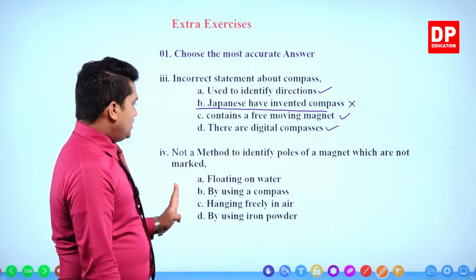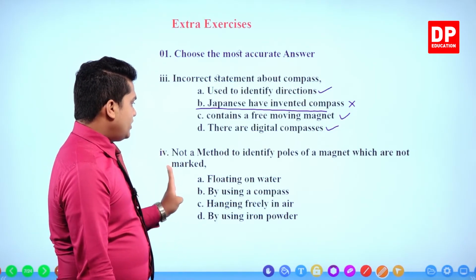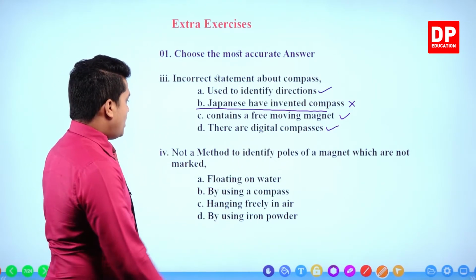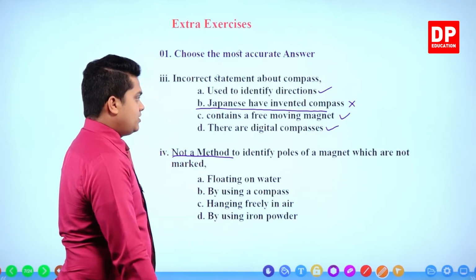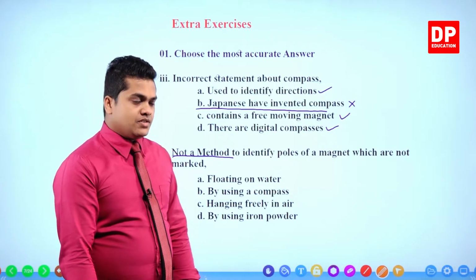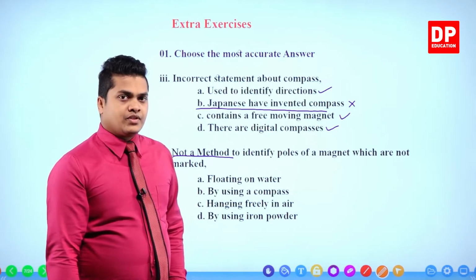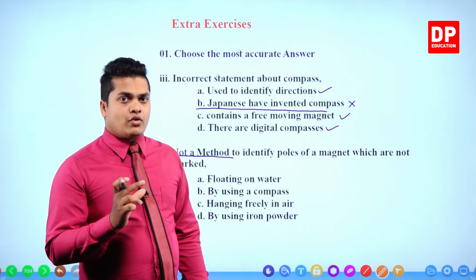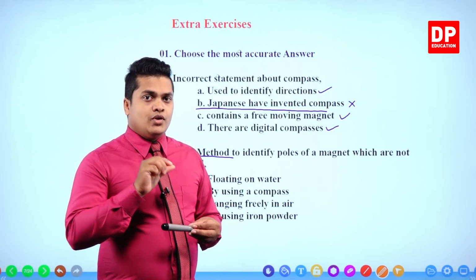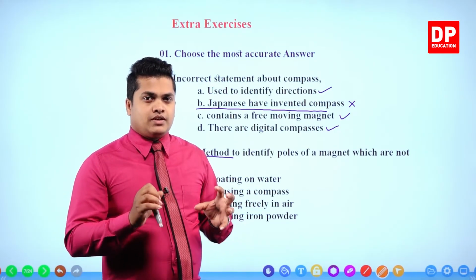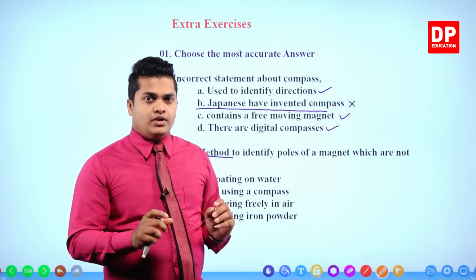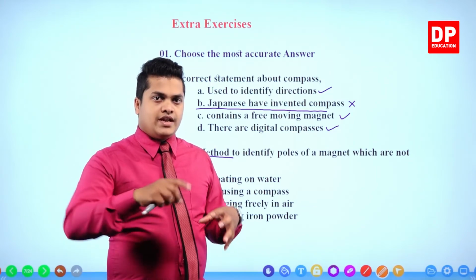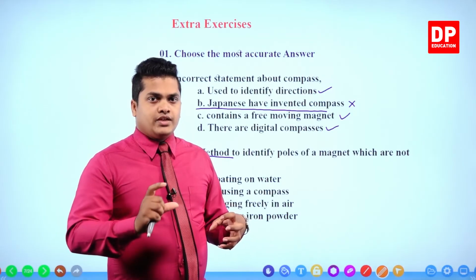For the fourth question, you are given: not a method to identify poles of a magnet which are not marked. Not a method. The first response is floating on water. That response is correct as a method, because if you take an unknown magnet and release it on water by using a structure like a thermocol board or else a cardboard, when you keep it on the water basket, it will eventually turn to the north and south directions.